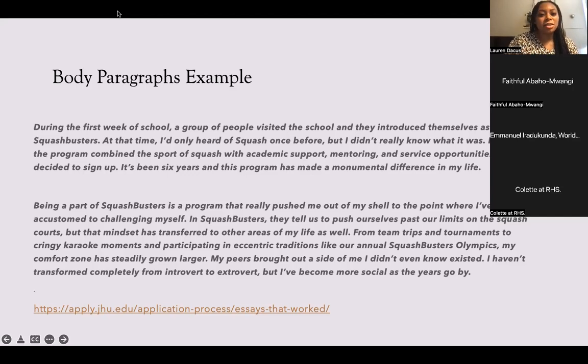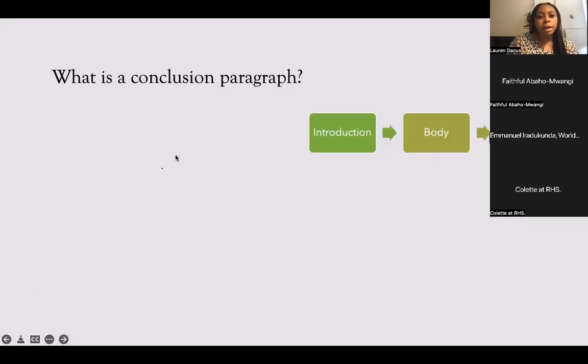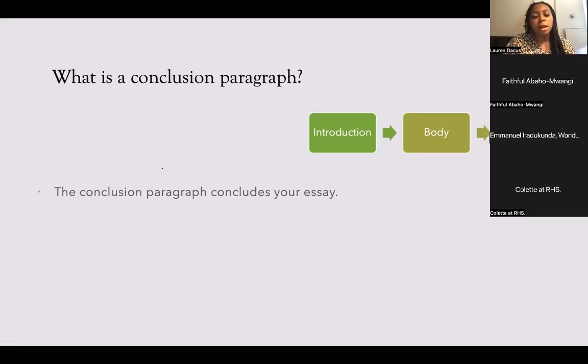Great, thank you. So this is an example of body paragraphs that are used to really flesh out the details of the main ideas of the person's college essay. So the final aspect of your essay structure is going to be your conclusion. What is a conclusion paragraph? Well, a conclusion paragraph is a paragraph that simply concludes your essay. You use the space as an opportunity to wrap everything together.